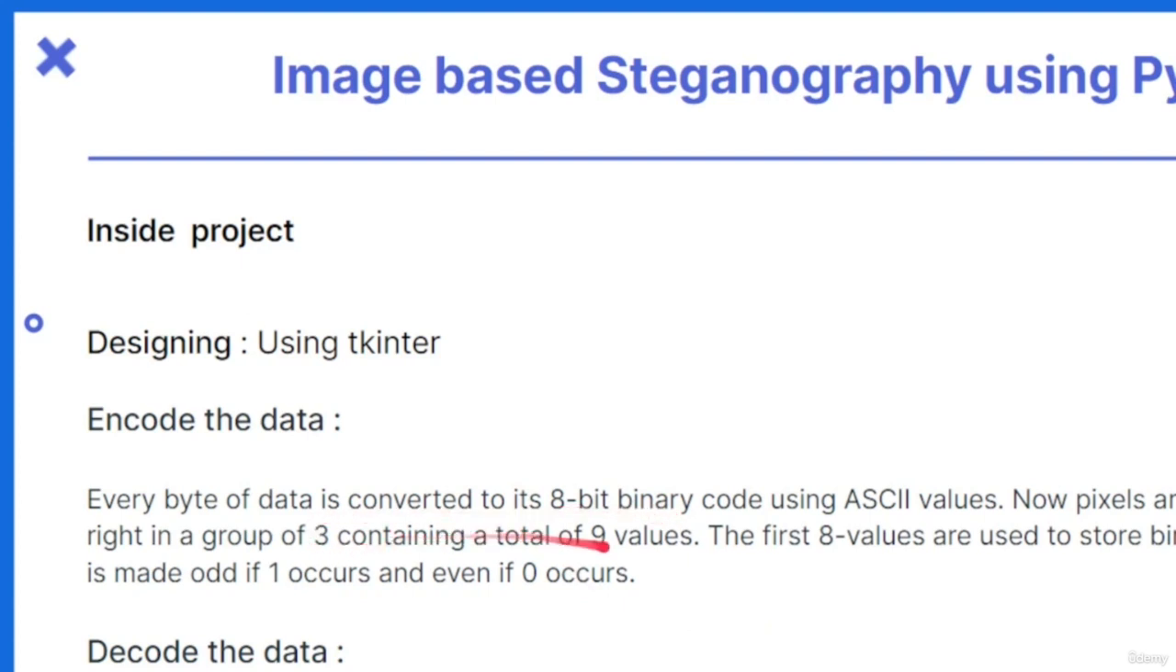So 3 into 3 means 9 values will be there, since each pixel will have 3 values inside it. So 3 times 3 is 9, and now we will be converting all our strings or data into ASCII values. ASCII values have an 8-bit binary code. You can represent any data you have, like slash, @, hashtag, with the ASCII values. Now these 8 values will be written over these 9 values, and the last one value will be there, and it will be divided into 1 and 0.